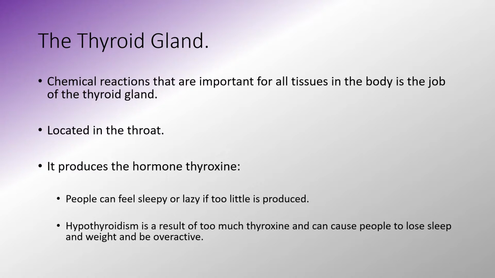The thyroid gland. The thyroid gland controls chemical reactions that are important to all tissues in the body. That's the job of the thyroid gland. It's located in the throat, slightly near your Adam's apple, if you have one. It produces the hormone thyroxine. Too little of it, and people can feel sleepy or lazy. And too much of it is called hyperthyroidism, and it can cause people to lose sleep and weight and to be overactive as well.